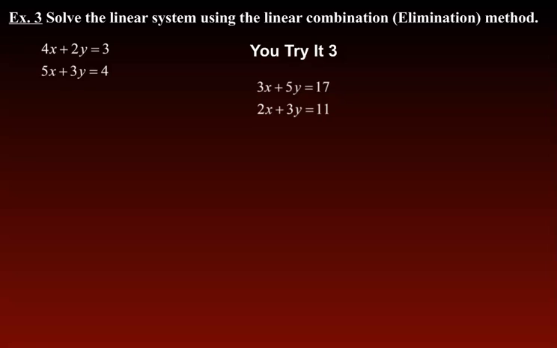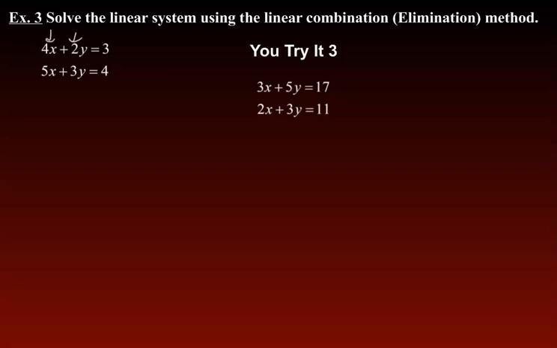Example 3 says solve the linear system using the linear combination or elimination method. So in the last example, we learned that we had to multiply an equation so that when we add the two equations together, something cancels. So if we look this time, neither one of my equations has a positive and a negative, so I know I'm going to have to multiply by a negative this time.